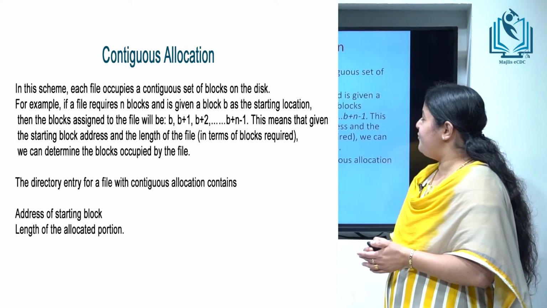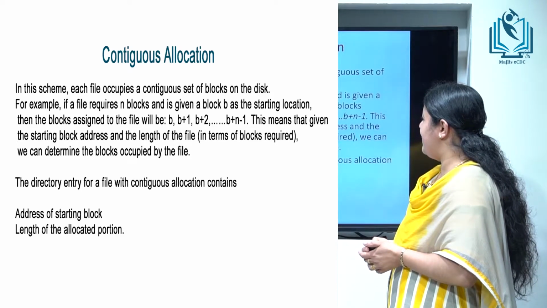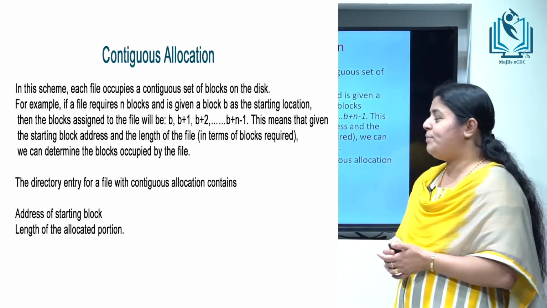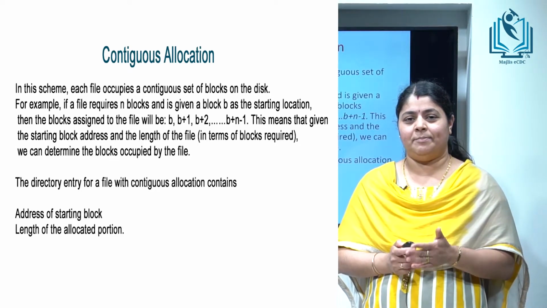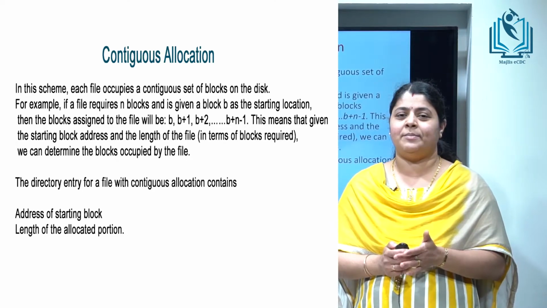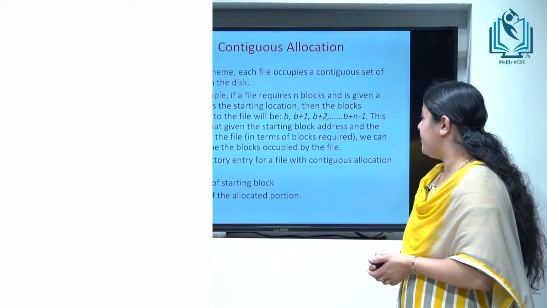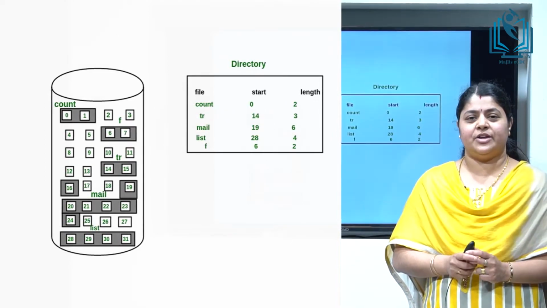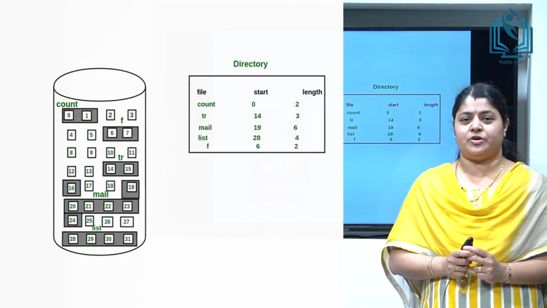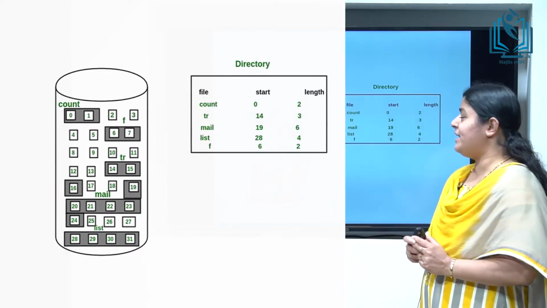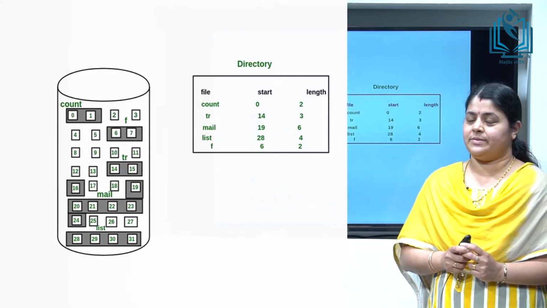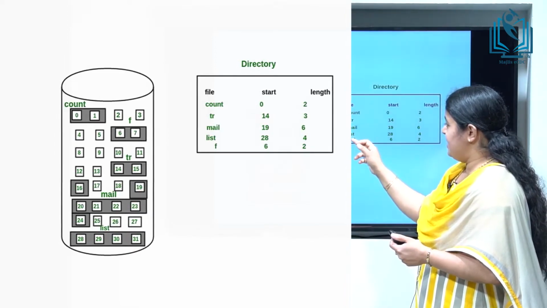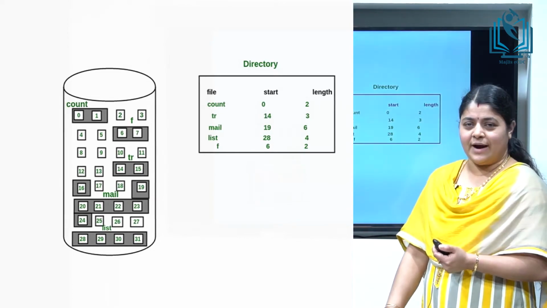For example, if a file requires n blocks and is given a block B as the starting location, then the blocks assigned to the file will be B, B plus 1, B plus 2, and so on, up to B plus n minus 1. In the contiguous allocation, the directory contains the file name, the starting address of the block and the length of the allocated blocks. In this case, count, tr, mail, list, f are the files.